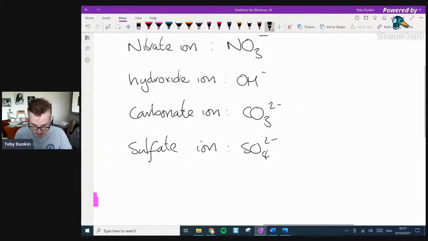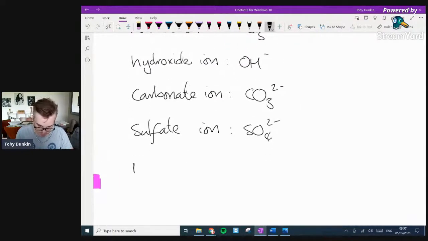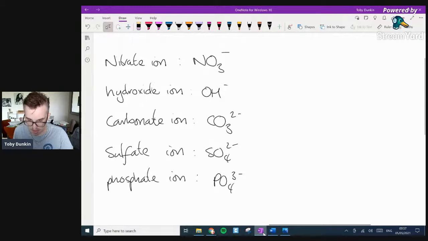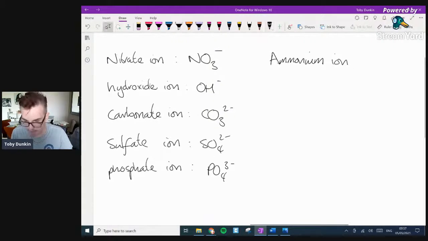Last one, phosphate ion, PO4 3-. Now that one technically isn't GCSE, but I always add it in anyway. The next one is the positive ion, which is the ammonium ion. I cannot stress the importance of these ions. Ammonia is a gas. Ammonium is an ion, NH4+.